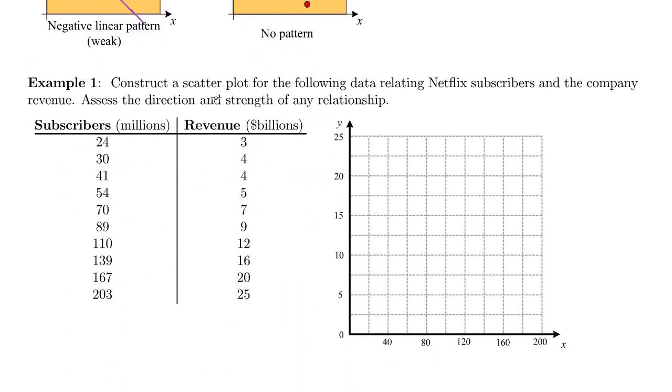So let's go ahead and construct a scatter plot here for data relating Netflix subscribers and revenue, and then we're going to assess the direction and the strength of the relationship. So here we've got subscribers in millions, and then we've got revenue in billions. So subscribers is our X and revenue is our Y. So 0 to 200 on the X here, and then 0 to 25 on the Y.